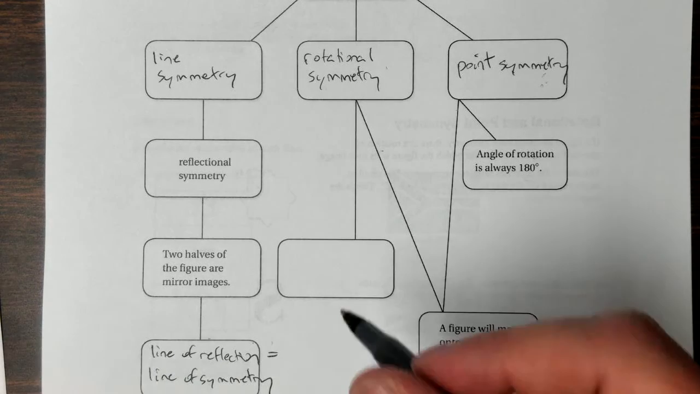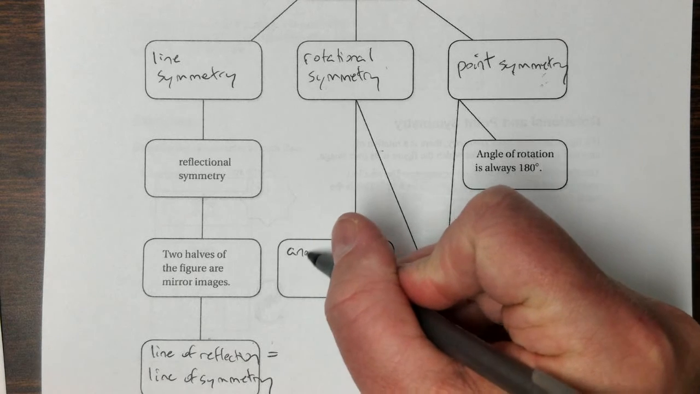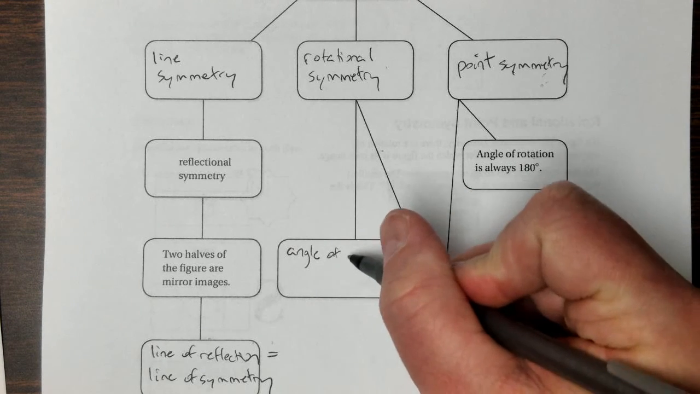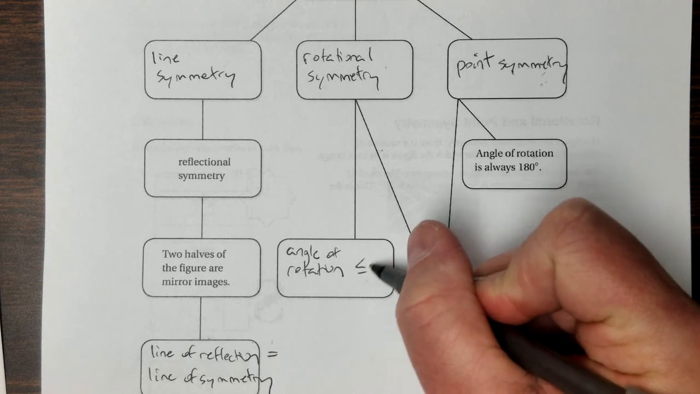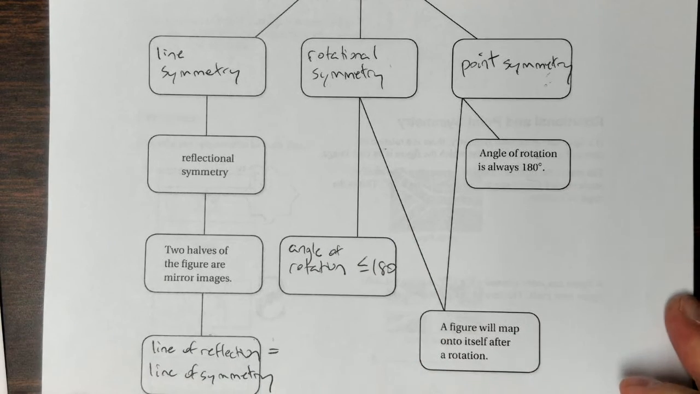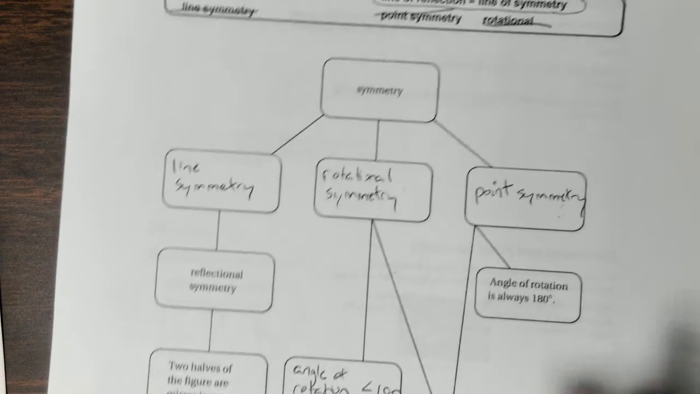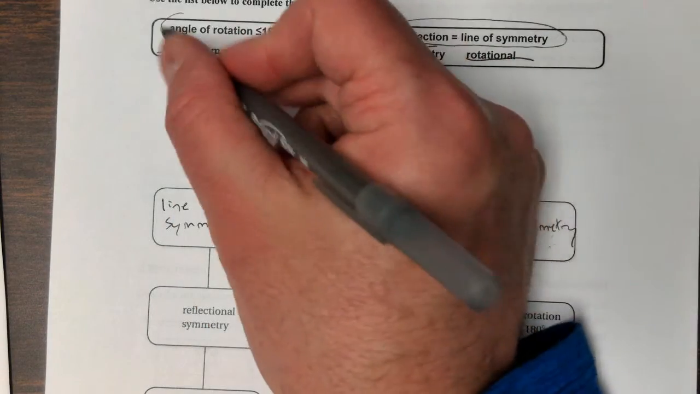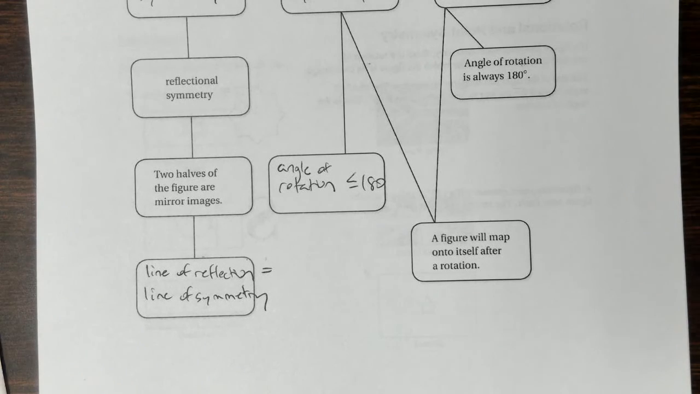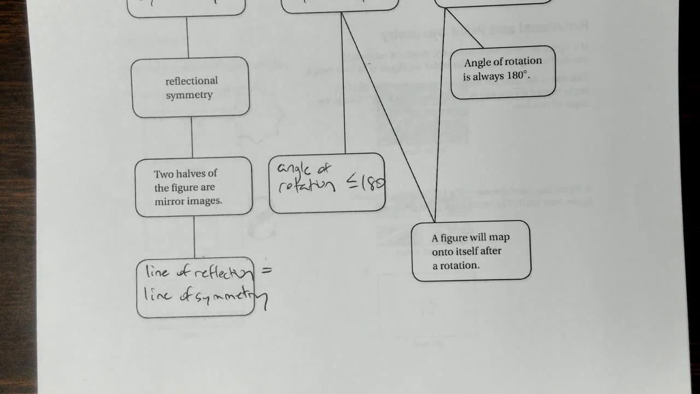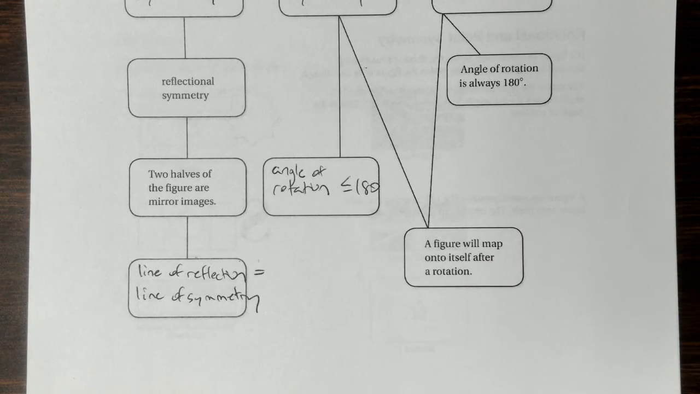The last blank is the angle of rotation. The angle of rotation is less than or equal to 180. So that's up there. The angle of rotation is less than or equal to 180. Remember, these notes are due at the end of the period.